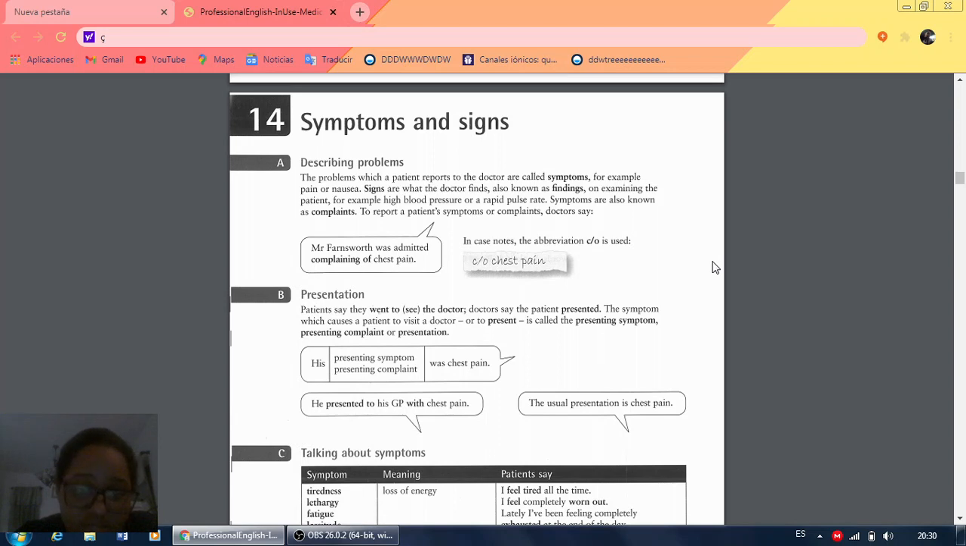Presentation. Patients say what is wrong when they go to the doctor. The symptoms that cause a patient to visit the doctor are called the presenting complaint. Present symptoms, present complaint, presentation. His presenting symptom, presenting complaint was chest pain. He presented to the GP with chest pain. The usual presentation is chest pain.